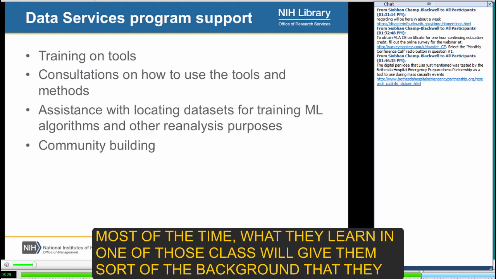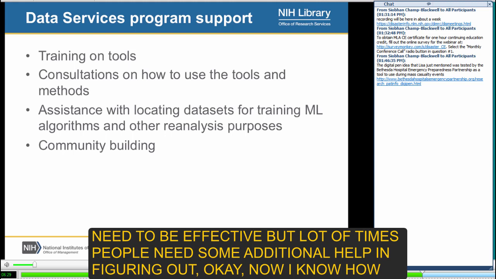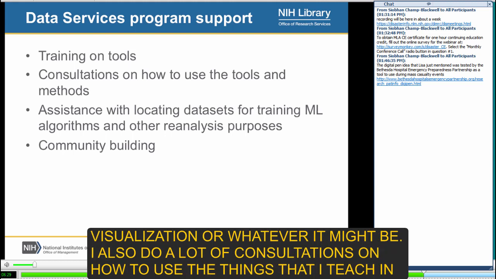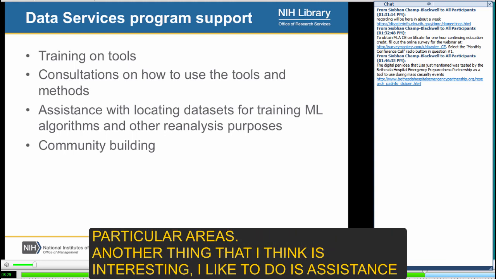Most of the time, what they learn in one of those classes will give them the background that they need to be effective, but a lot of times people need some additional help in figuring out, okay, now I know how to use the R programming language, but how do I use it for my particular type of analysis or to create a visualization or whatever it might be. So I also do a lot of consultations on how to use the things that I teach in particular areas.